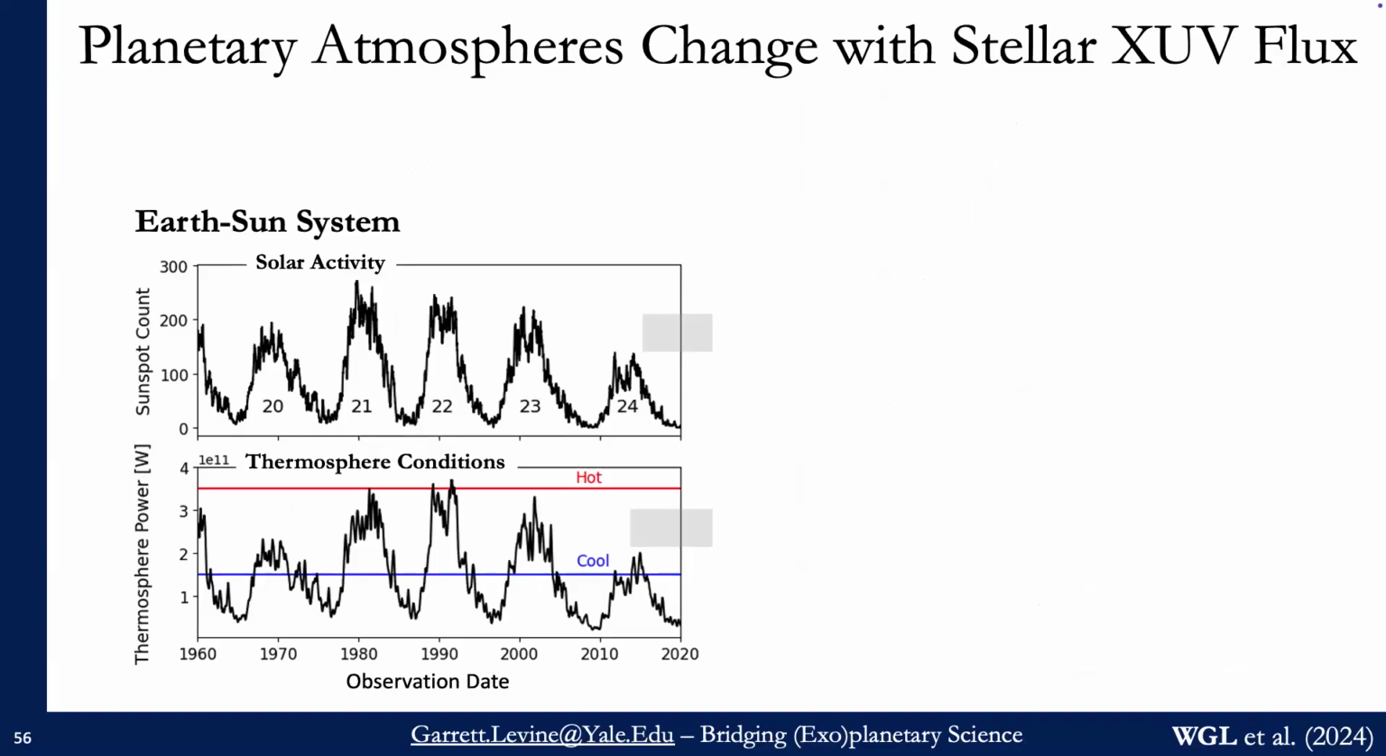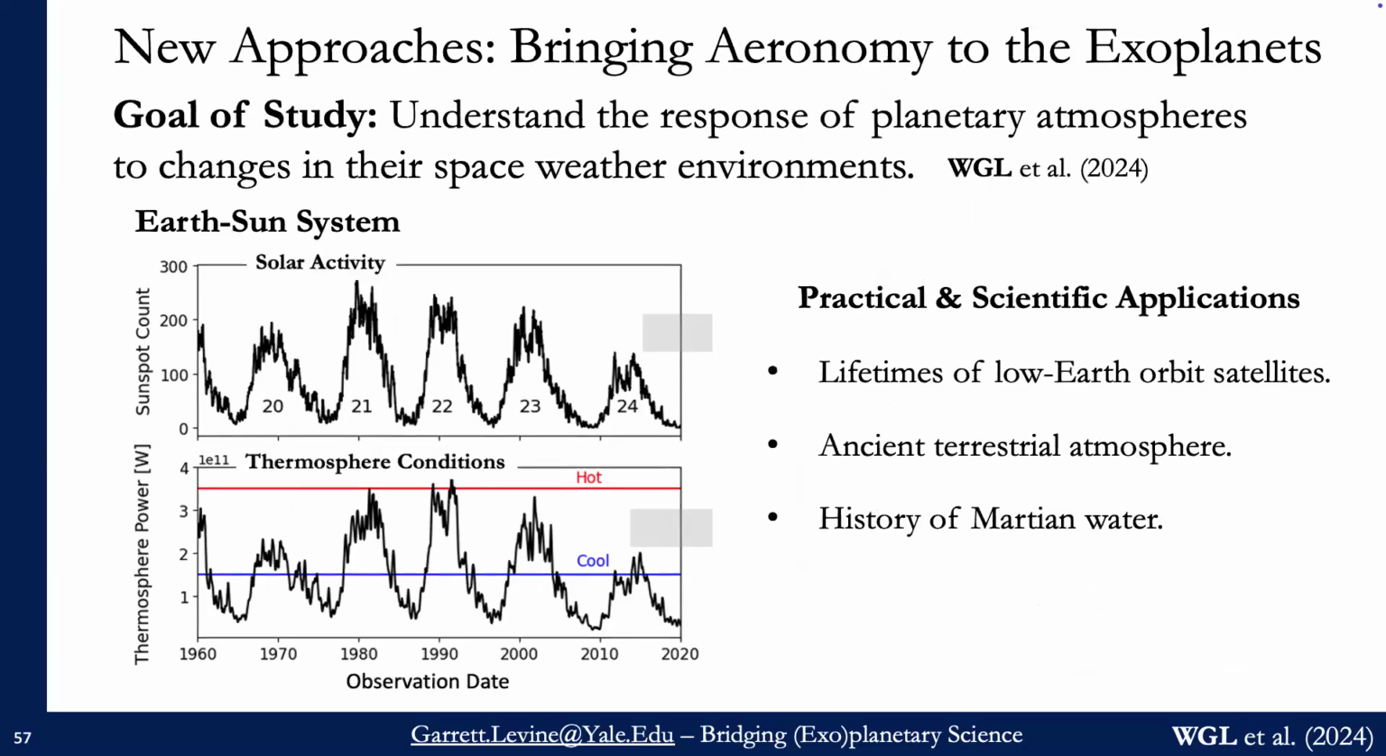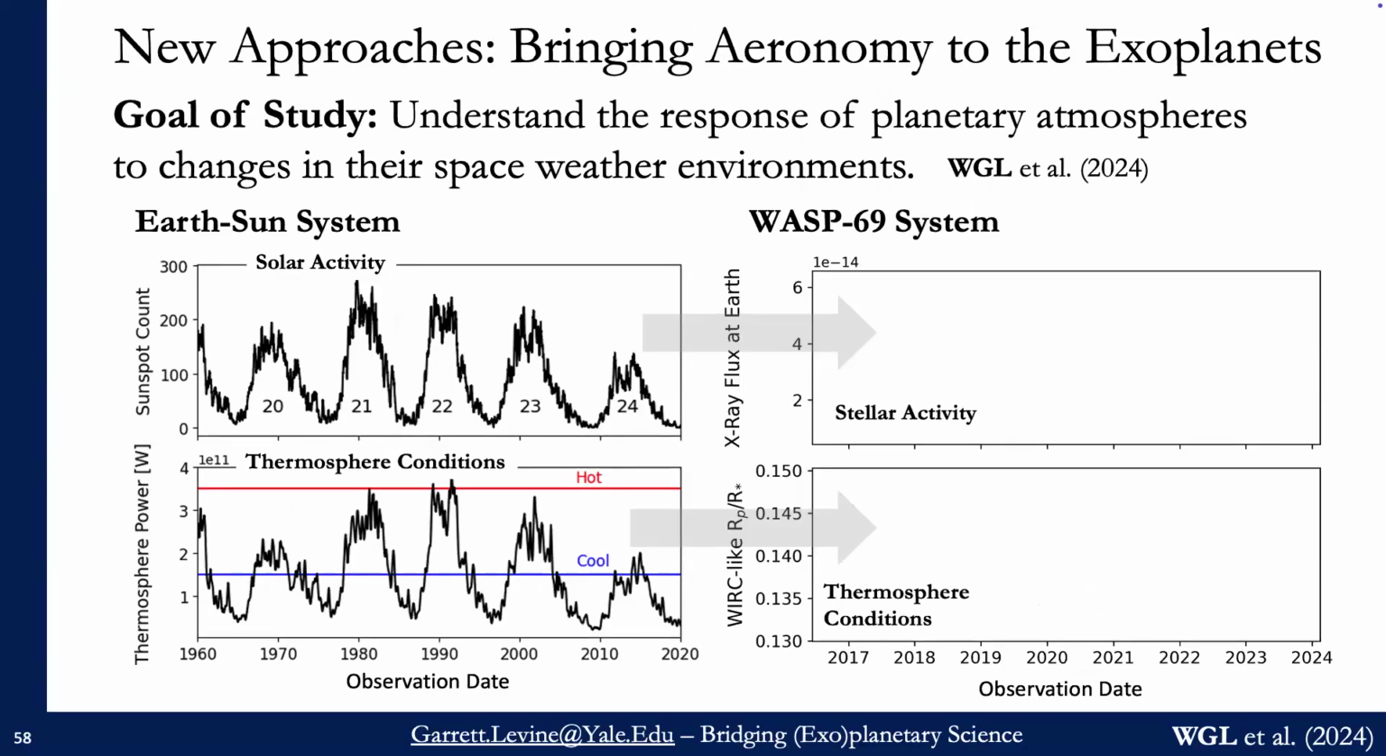Now, the way that we're going to constrain the energetics of hydrodynamic escape is by bringing in a solar system component, or a solar system approach. This comes from the fact that planetary atmospheres change with stellar XUV flux. Really, what we're going to try to do is understand the response of planetary atmospheres to changes in their space weather environments. When I change the XUV flux, how does that affect the hydrodynamic escape rate? How does that affect the planetary outflow?